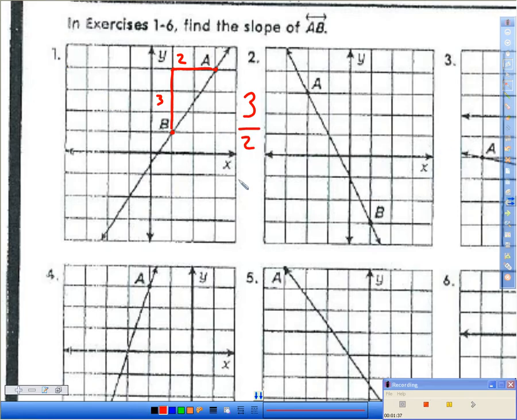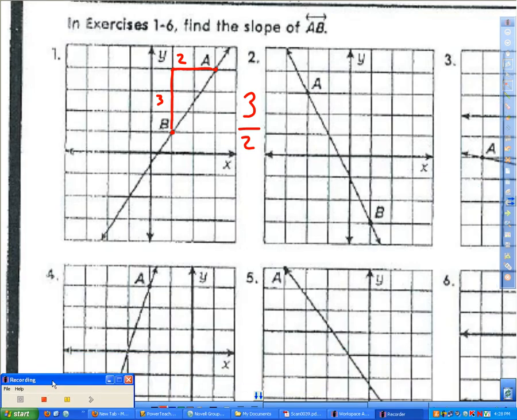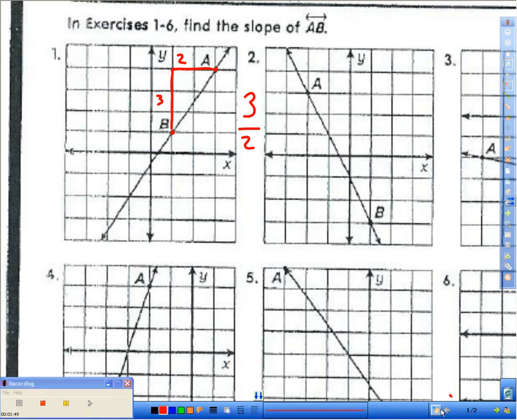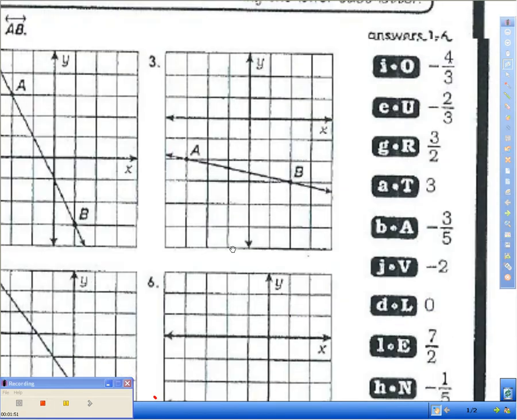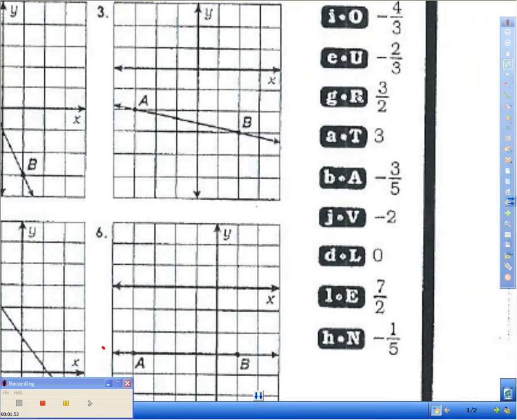Once we know that on number 1 the slope is 3/2, then we can look over to the right hand side of that page and find 3/2. So look on the right hand side and we see 3/2 goes with G and R. So it says in the instructions that we want to scratch that out since we used that.